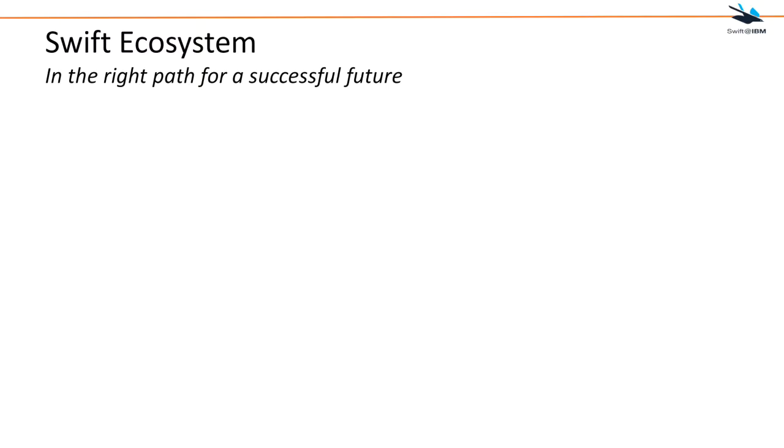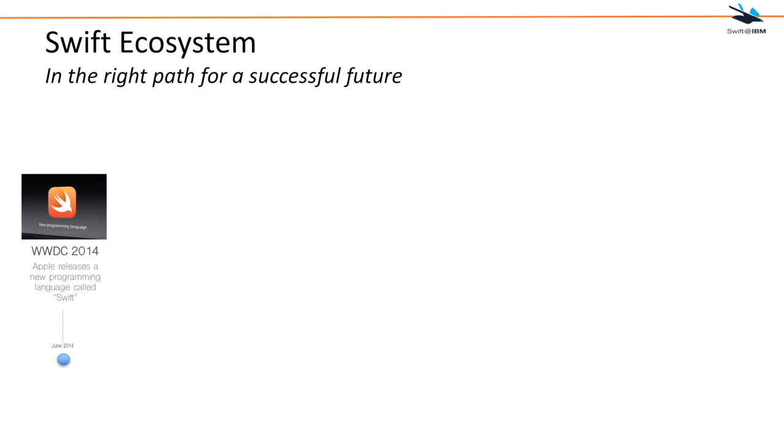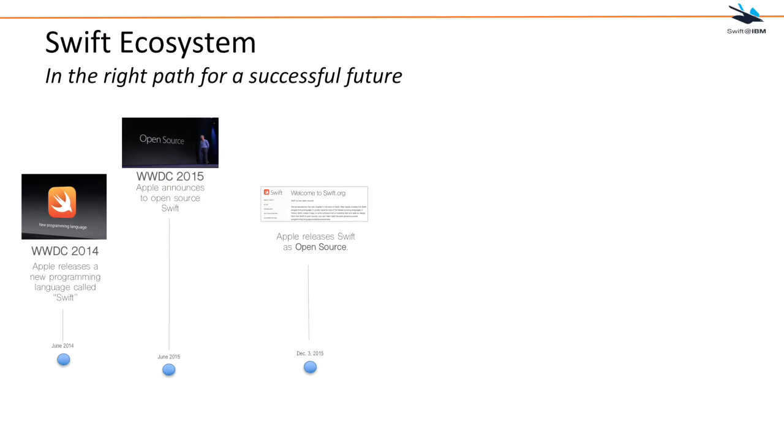The Swift ecosystem has been evolving over the last couple of years. In spite of the fact that this language is very young, it has evolved very quickly. Apple introduced Swift in 2014. And a year later, they announced that they would open source Swift. And they fulfilled their promise by giving Swift to the open source community in December 2015.